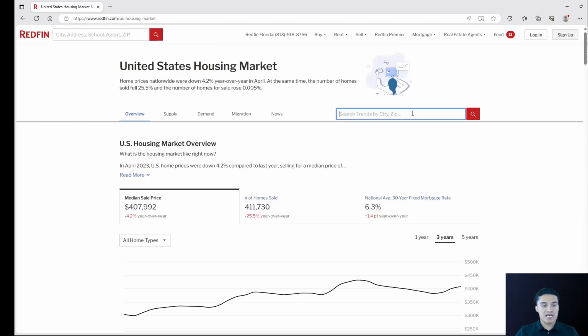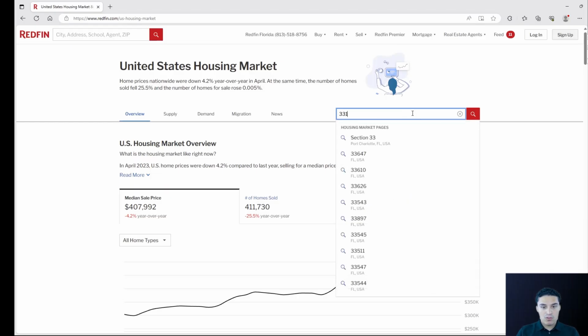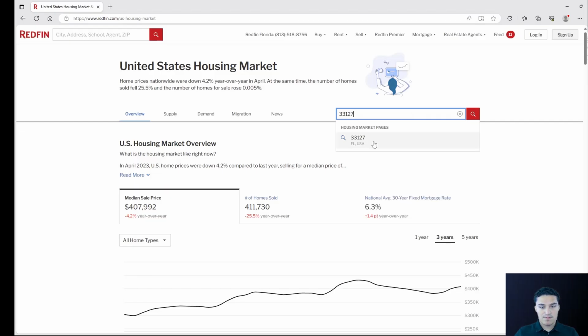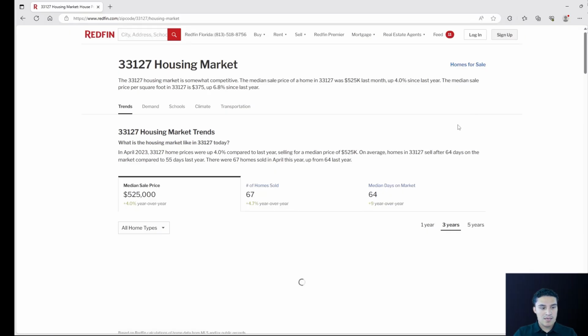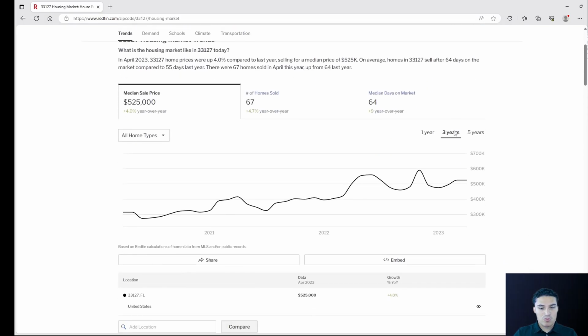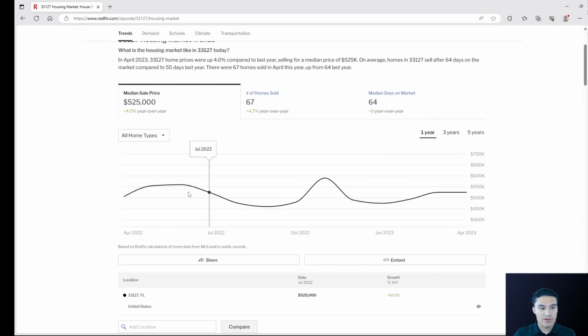Now, we're going to use the same example that we were using on the zip code, which is 33127, and it should be Miami. Well, let's click search. And then this is what you want to see. You want to look at a market that has a trend of going up every single time. This trend you can actually view in 1 year increments. So it seems like it stayed a little steady for the past year.